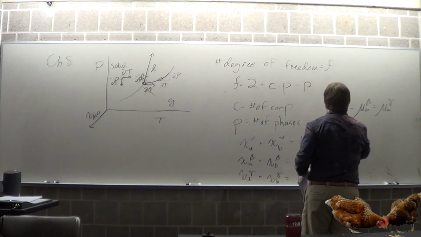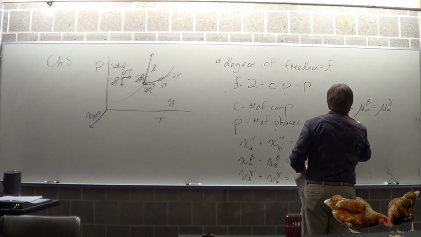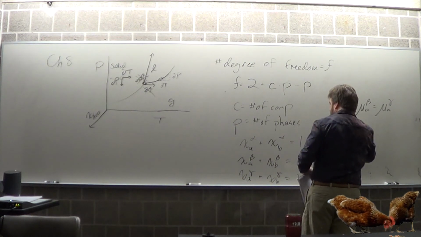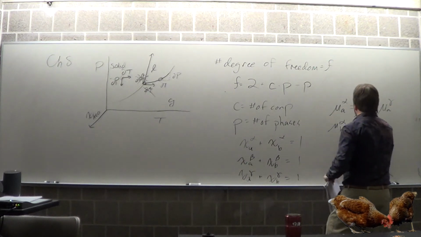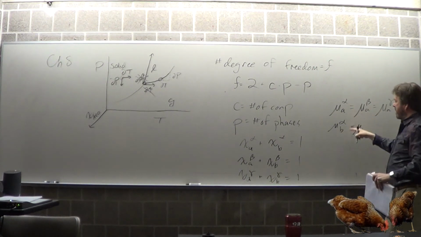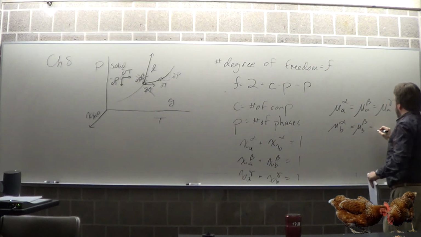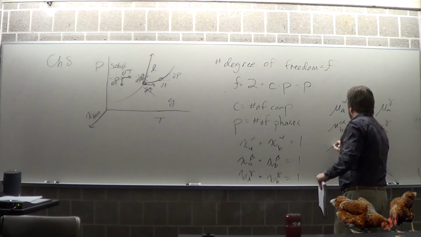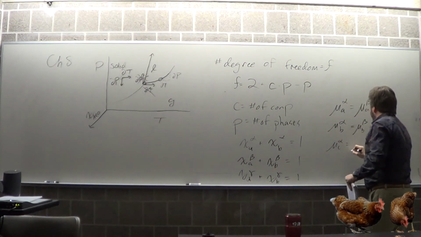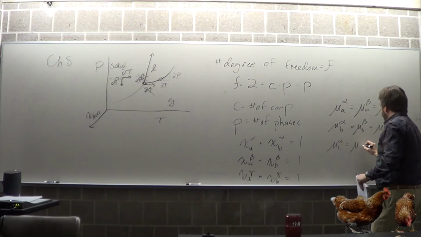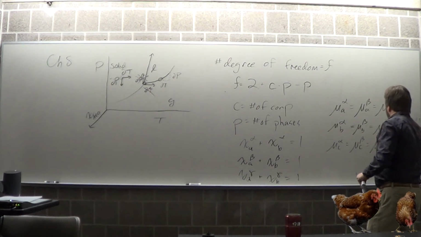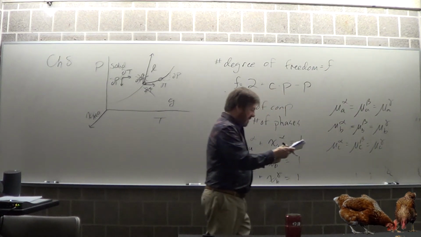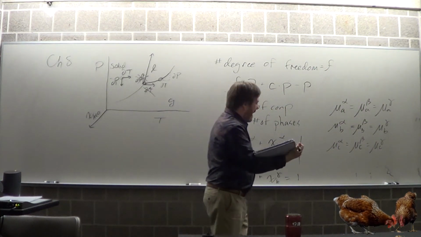Now I mentioned that there can be more than one thing equal. Here I'll try to be consistent with my lettering. For ethanol, water, all the chemical potentials in all the different phases have to be equal. And now all we have to do is figure out how many equal signs we have, which is a little bit of a puzzle. And I have to cheat a little bit.